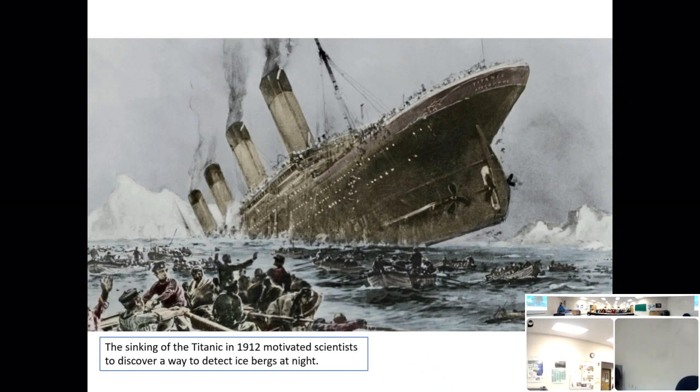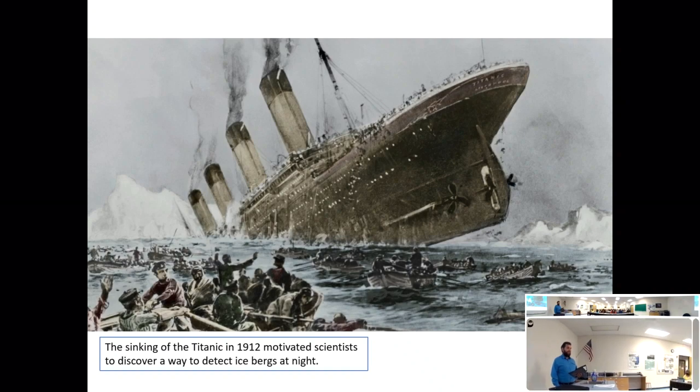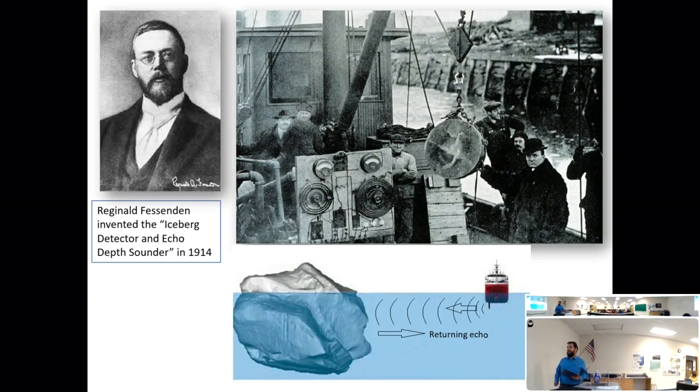So anyway, what happened is scientists at the time wanted to come up with a way of detecting icebergs in the dark at night. You're going around, you want to make sure you don't run into an iceberg. So this guy, Reginald Fessenden, invented this iceberg detector and echo depth sounder. Literally it's a big drum, and it works very simply.